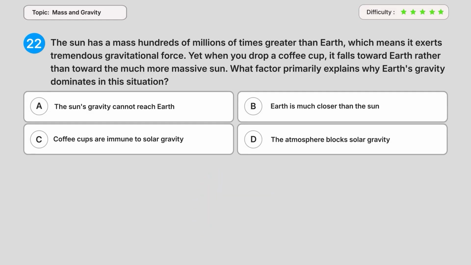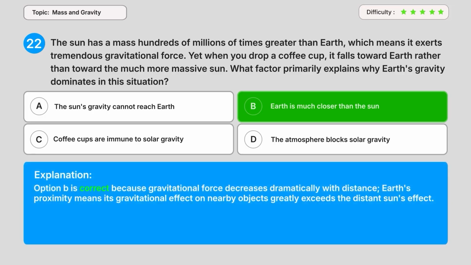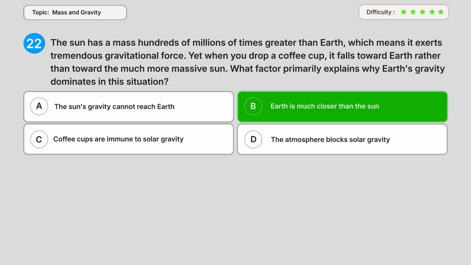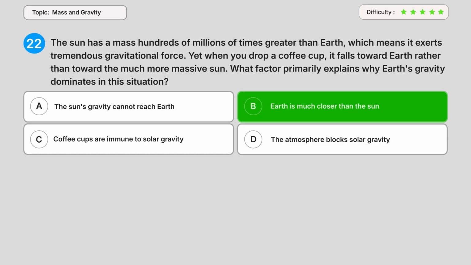Correct answer, B. Earth is much closer than the Sun. Explanation: option B is correct because gravitational force decreases dramatically with distance. Earth's proximity means its gravitational effect on nearby objects greatly exceeds the distant Sun's effect. Option A is incorrect because gravity has infinite range and the Sun's gravity definitely reaches Earth. In fact, it is what keeps Earth in orbit around the Sun.